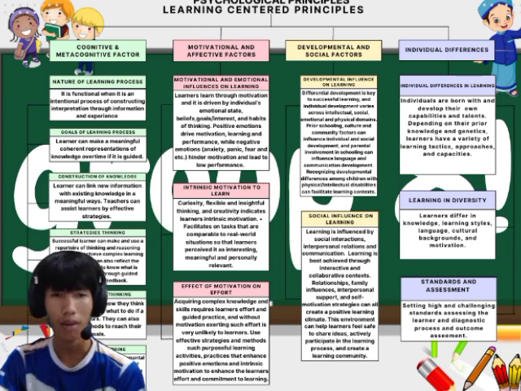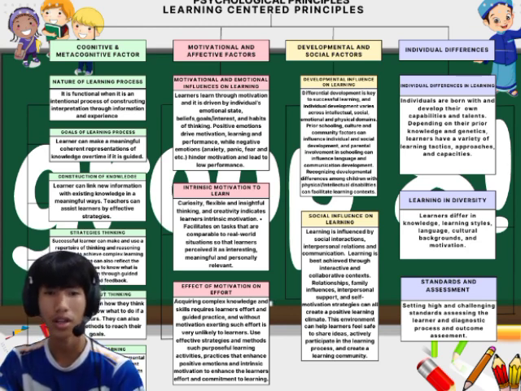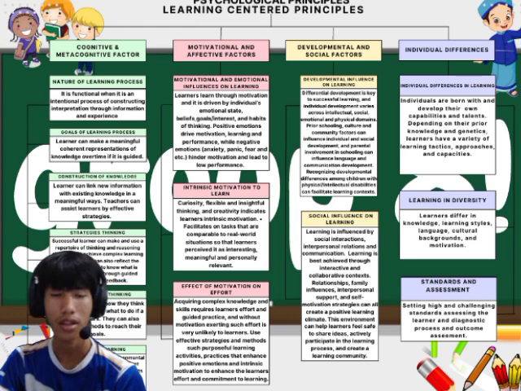So now let's talk about the individual differences. Individuals are born with and develop their own capabilities and talents, depending on their prior knowledge and genetics. Learners have a variety of learning tactics, approaches, and capacities. So, this statement says that individuals are born with capabilities and talents, and that refers to the idea that each person has unique strengths, weaknesses, and tendencies that influence how they learn and develop skills.